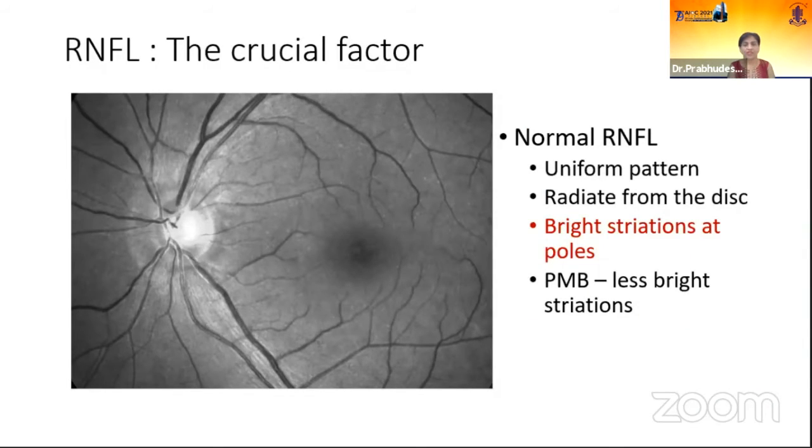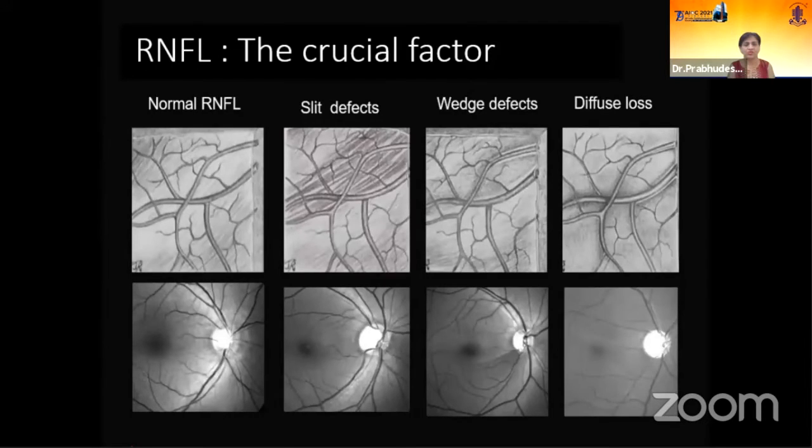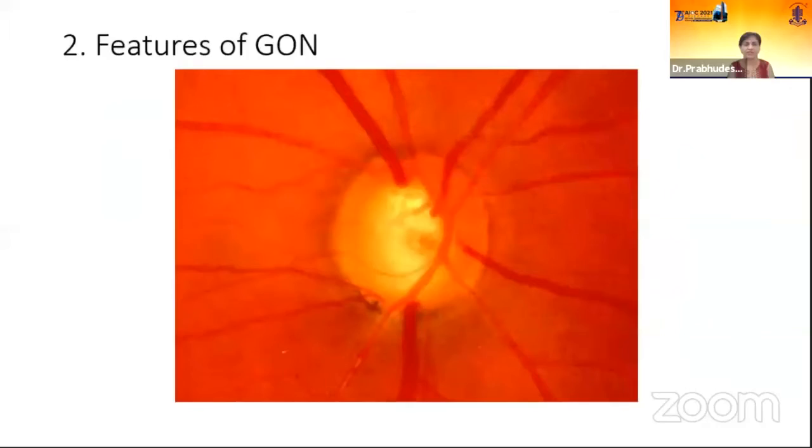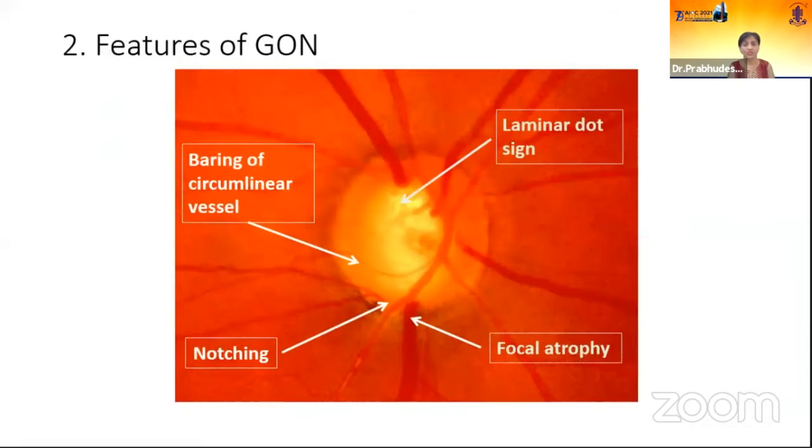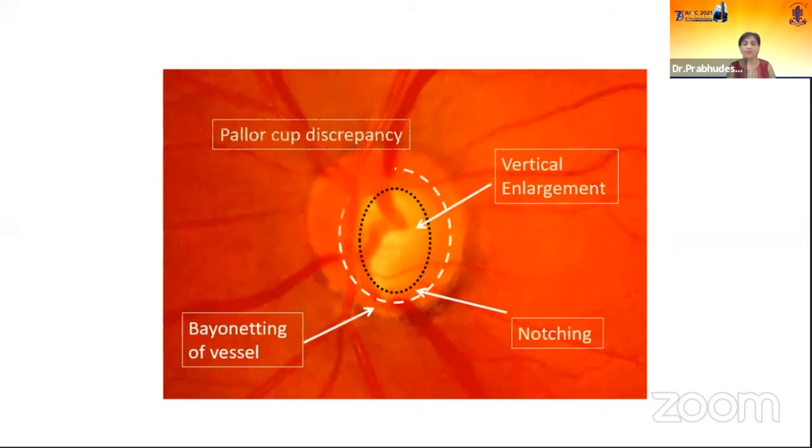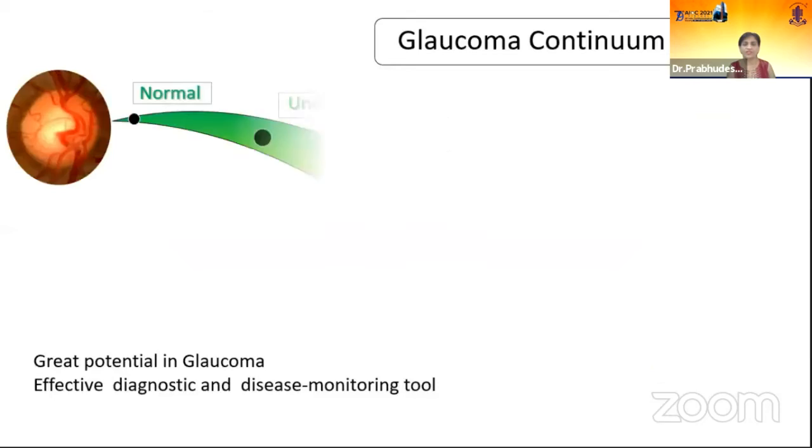We should differentiate how a uniform pattern looks and how the defects look. So this is normal, slit defects, there can be wedge defects, or diffuse loss of RNFL. We should be well familiar with all the features of glaucomatous optic neuropathy, like notching, focal atrophy, bearing of circumlinear vessels, laminar dot sign, or bayoneting of vessel, and paller cup discrepancy and vertical enlargement.